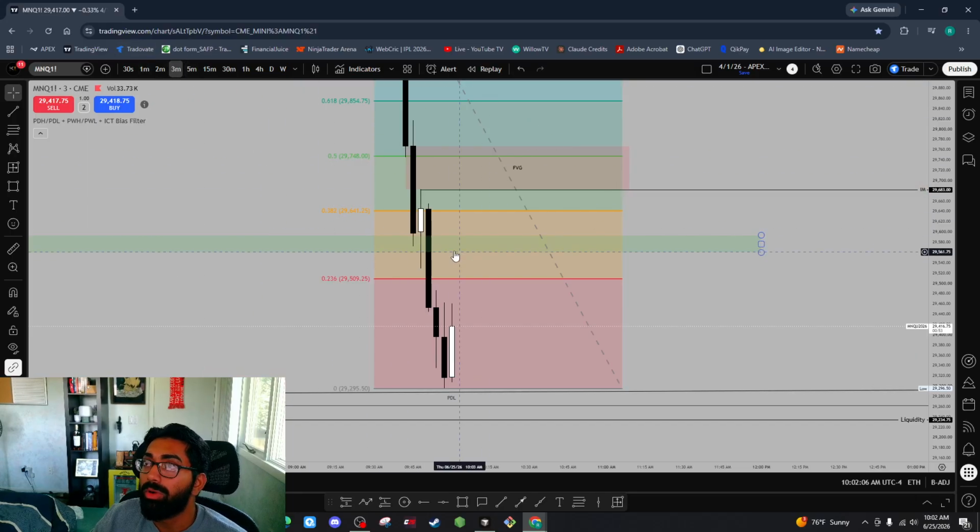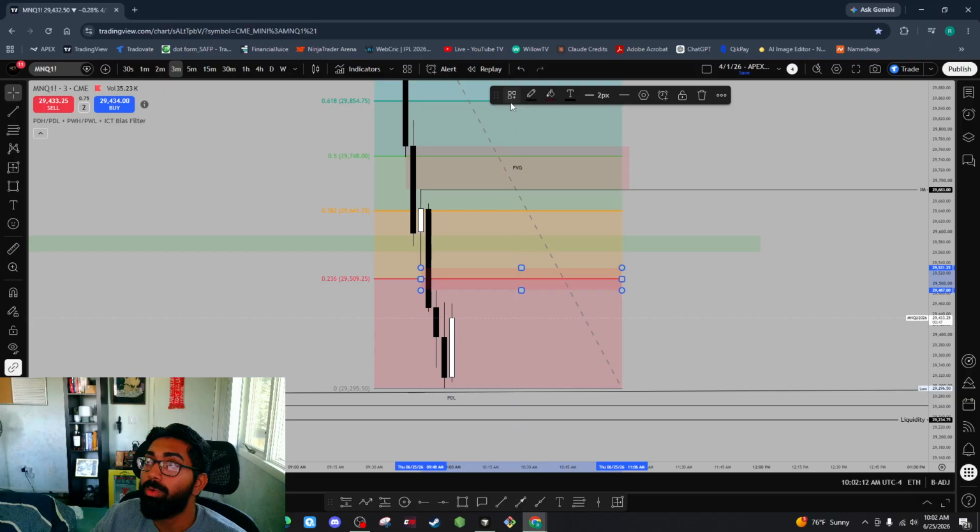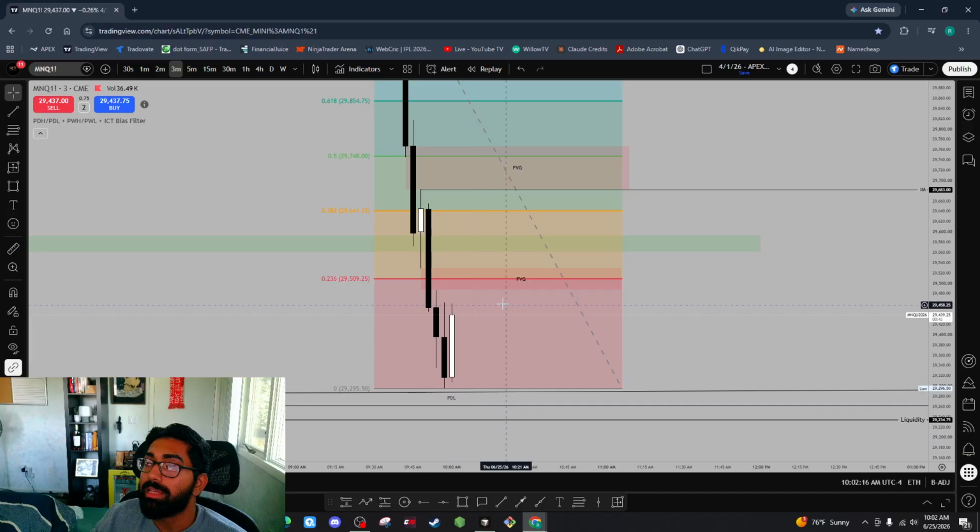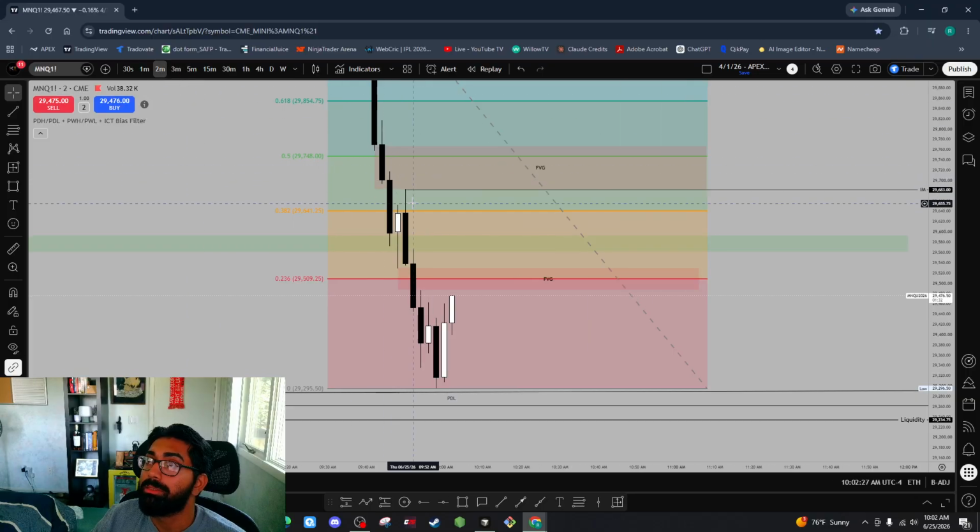I did consider, what if we do a shorter pullback? What if we enter right here? And I think this is the less likely fair value gap, this 3 minute one right here. I just like the 3 minute one up here a little more because it rests at that 50% range, and it also ends up being a part of the 2 minute intermediate high.